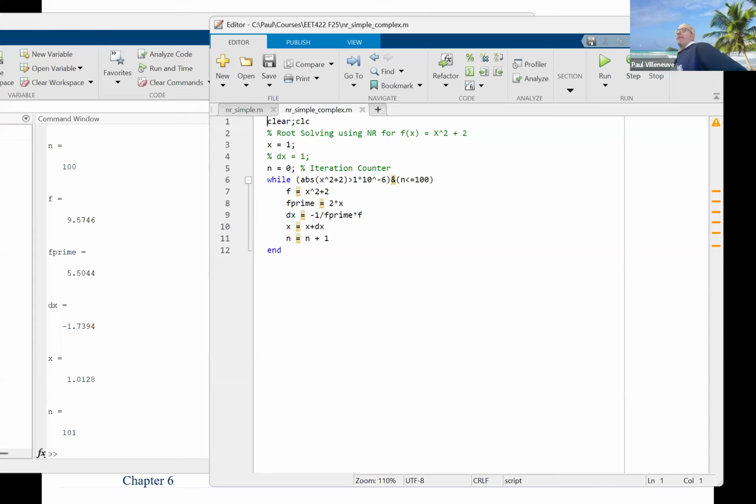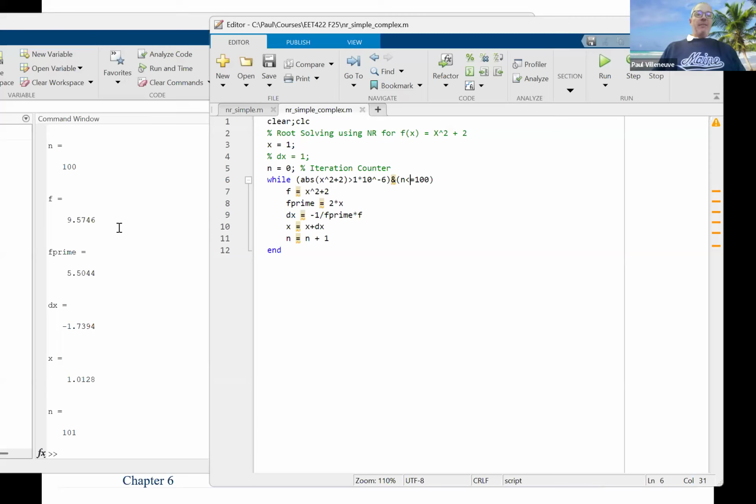Yes, sir. What do you mean by take you out? Does MATLAB stop working? Oh, no, MATLAB kept working, but if you remember, I had an iteration counter saying two conditions have to be met: f of x has to be less than 1 times 10 to the minus 6, or n has to be greater than 100. So my f of x, I still think, is too big.